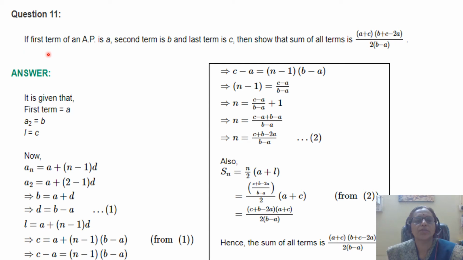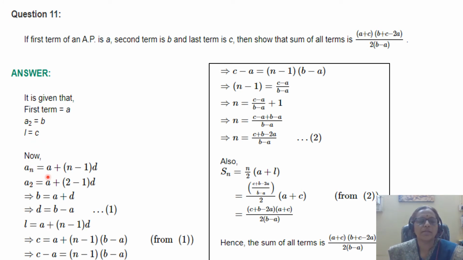Question 11. If the first term of an arithmetic progression is a, the second term is b and the last term is c, then show that the sum of all terms is (a plus c) into (b plus c minus 2a) upon 2 times (b minus a). So the first term is a, the second term is b and the last term L is c.